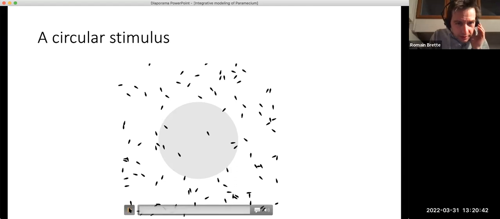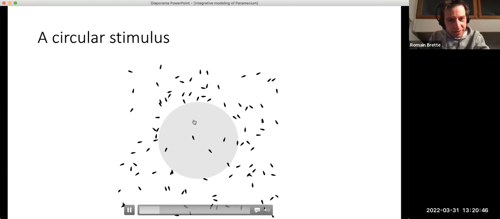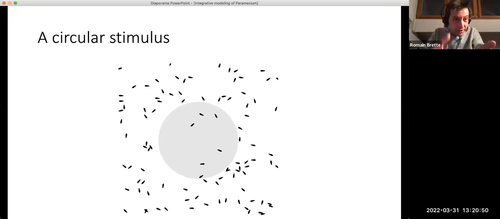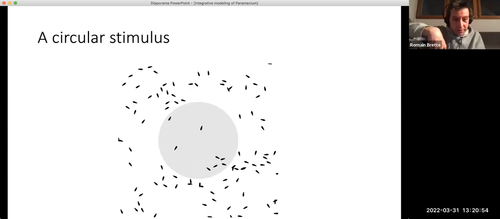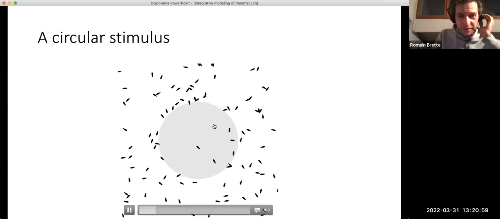You can see that sometimes the cell is not very clever because sometimes it does an avoiding reaction, turns, but does a very large turn so that it ends up being backward into the stimulus and then swings backward until it exits the disk.